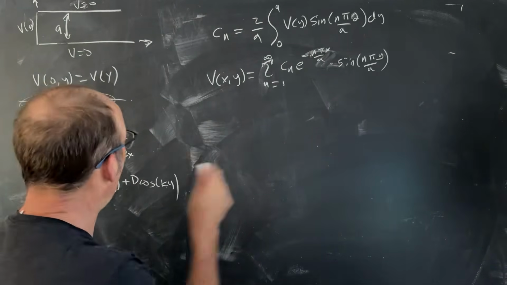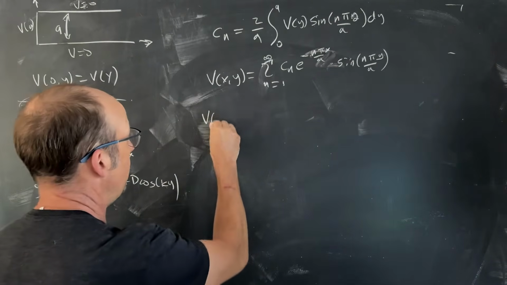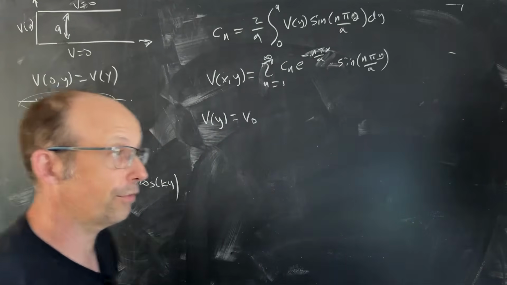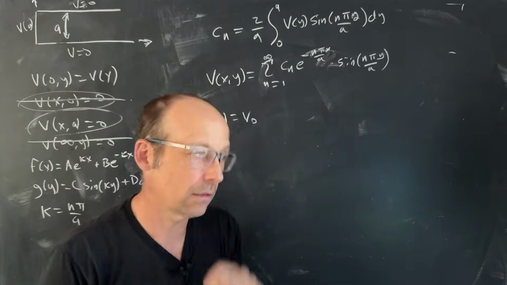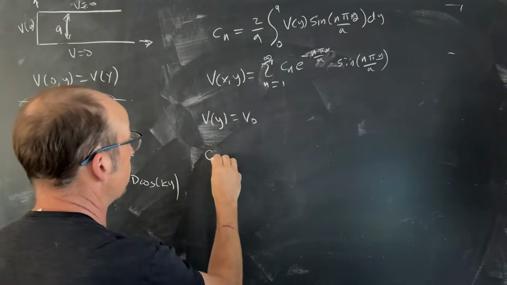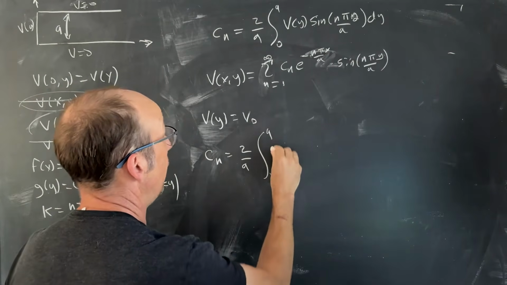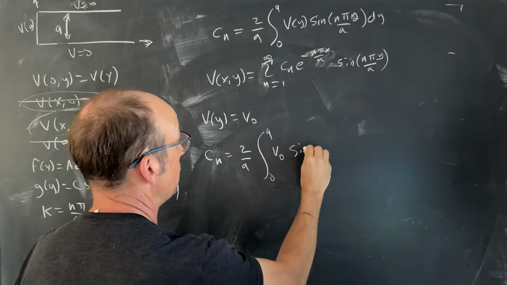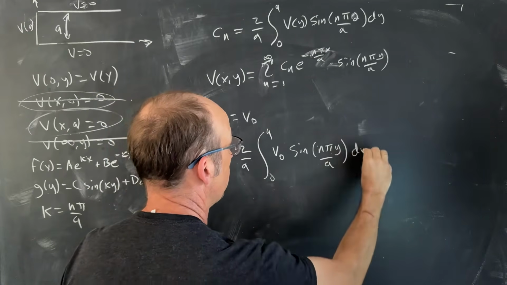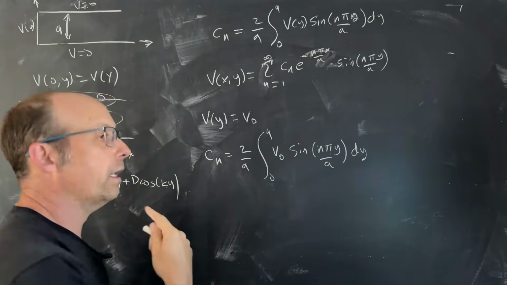Okay. So now from the Griffiths book, we're going to do the example where V of y is some constant V0. We want to find our values for Cn, and then we're going to plot it. So Cn is going to be 2 over a, the integral from 0 to a, of V0 sine n pi y over a dy. That's just a constant, not a big deal. I can pull that out front. And then what is the integral of sine?